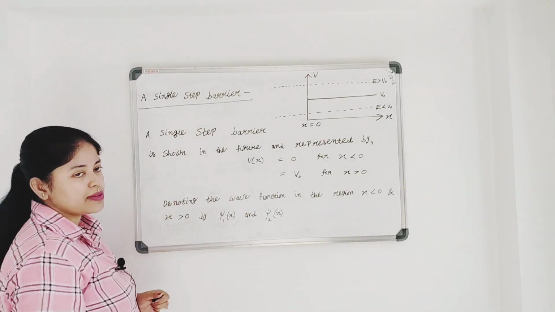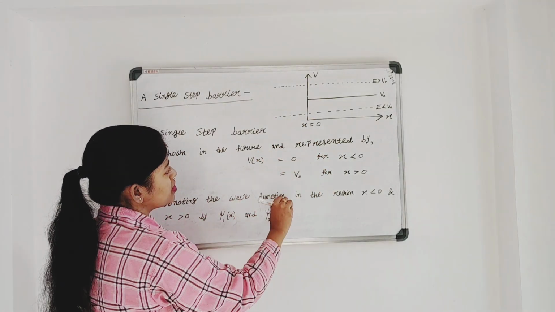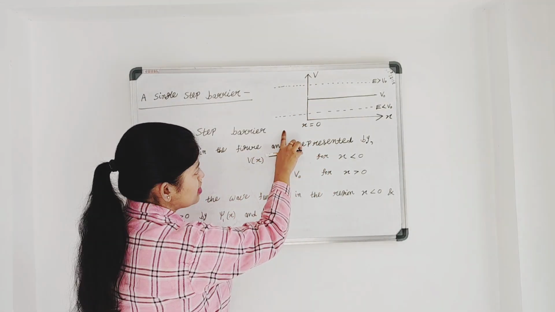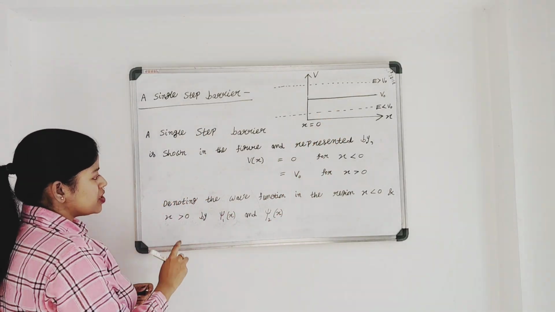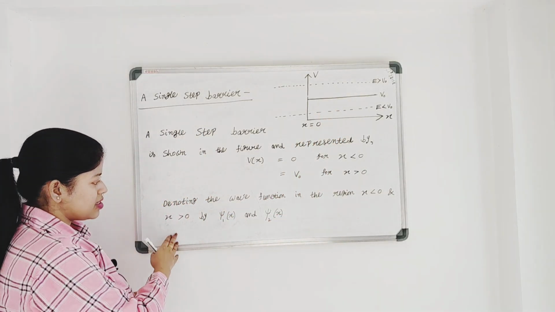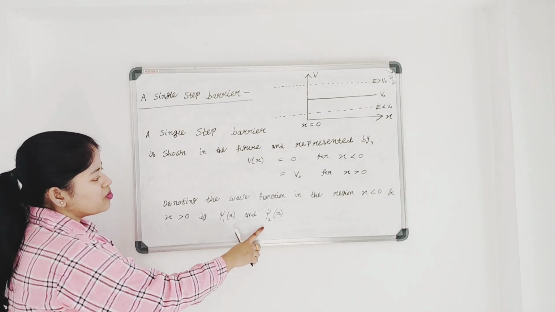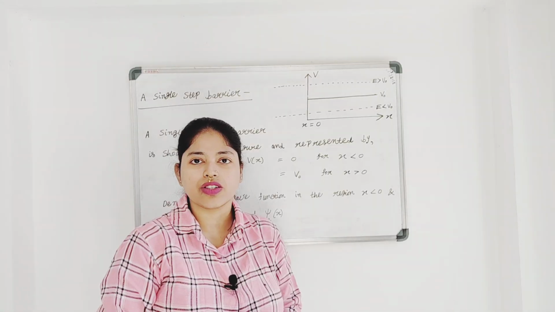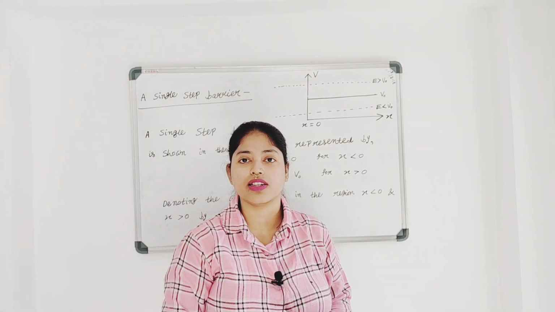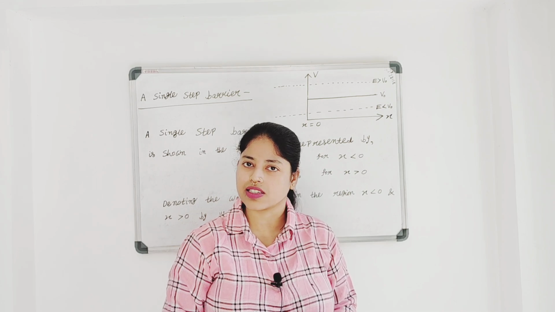A single step barrier is shown in the figure, and it is represented by V of x is 0 for x less than 0, and V0 for x greater than 0. Denoting the wave function in the region x less than 0 as psi 1 of x, and for x greater than 0 as psi 2 of x. Now we are going to consider two different cases: where the energy of the particle E is less than V0, and where E is greater than V0.